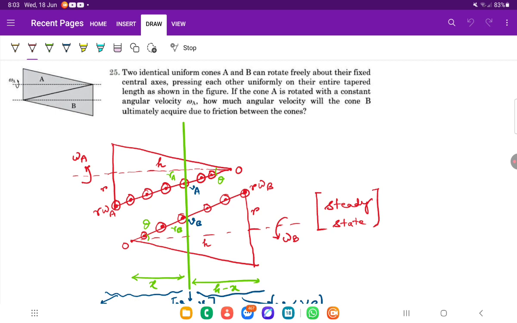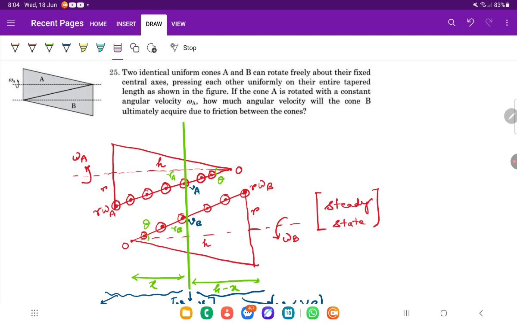If the cone A is rotated with a constant angular velocity omega A, it is also shown in the figure. How much angular velocity will the cone B ultimately acquire due to friction between the cones? So obviously in this contact of the cones we have friction. Initially there was angular velocity of A only, but due to friction in the final condition, or at steady state, B will also have some angular velocity, and we are supposed to find that angular velocity.